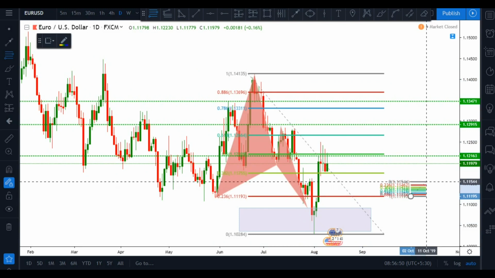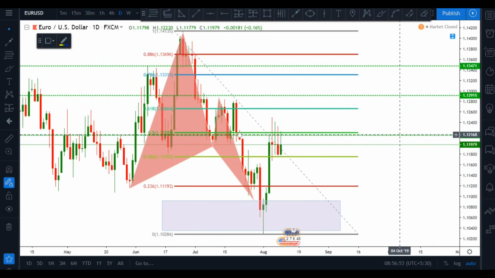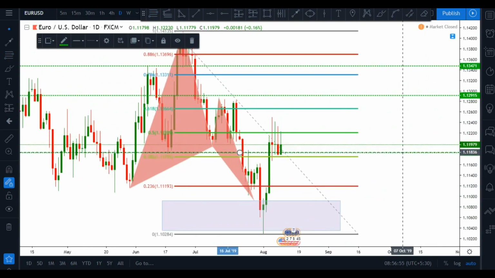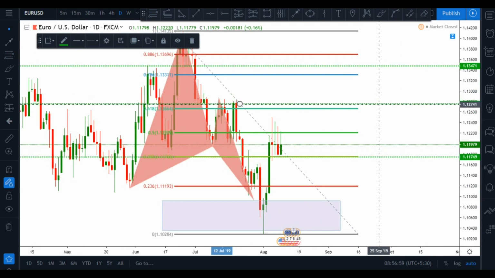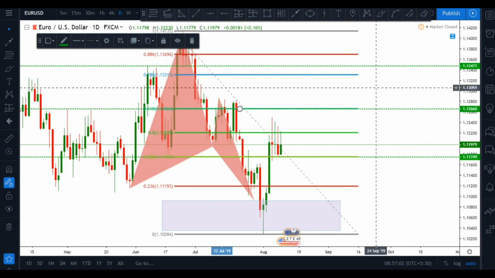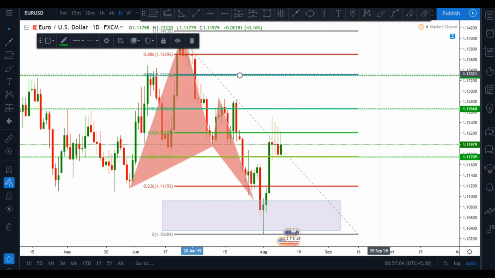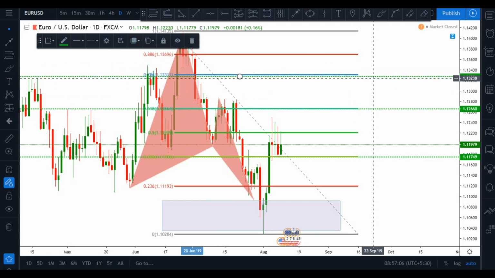First target has already been filled, second target is right here, and final target is right here.